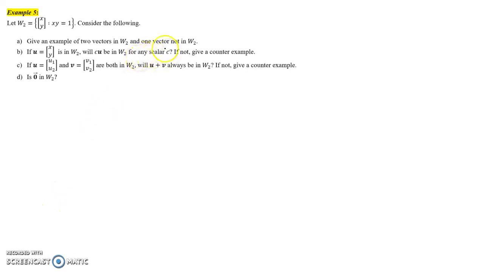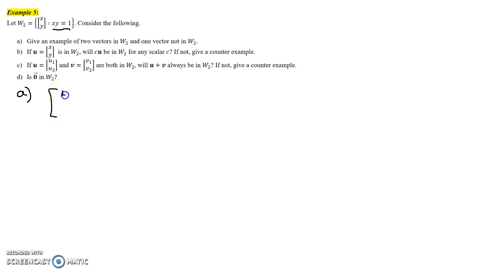Here we're examining another subset of R2. This time, vectors of the form (x, y), but where x times y equals 1. We want to first find an example of two vectors in W2. So the requirement here is that the x component times the y component is equal to 1.